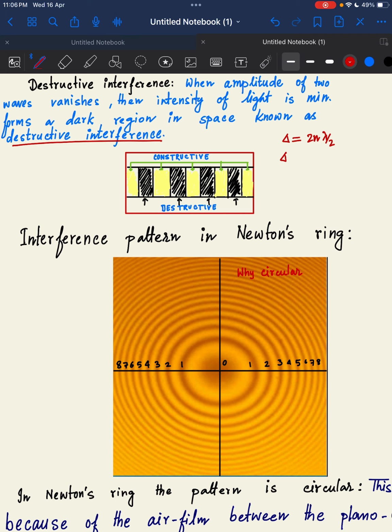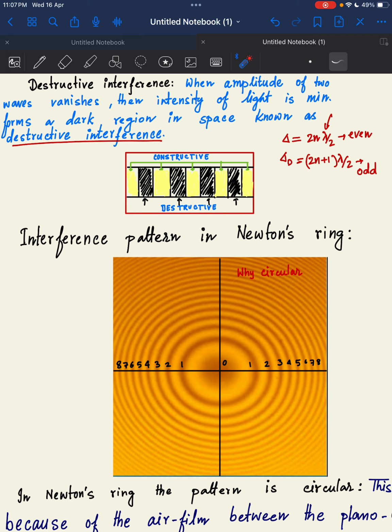And for dark, that is destructive, it was (2n+1) into lambda by 2. That is, it is even multiple of lambda by 2, and this is odd multiple of lambda by 2. So wherever the rays will interfere as an even multiple of lambda by 2, there will be path difference satisfied. Then those regions will be having constructive interference pattern like this. And those regions which will satisfy the condition of odd multiple of lambda by 2, like these regions, they will have destructive interference pattern.